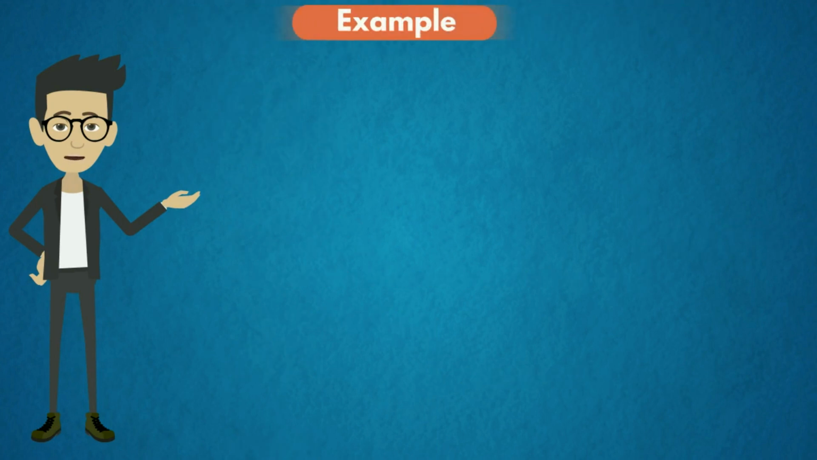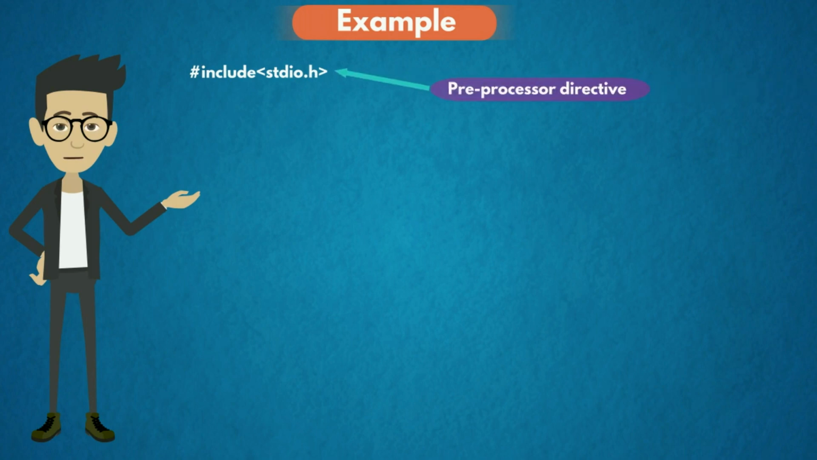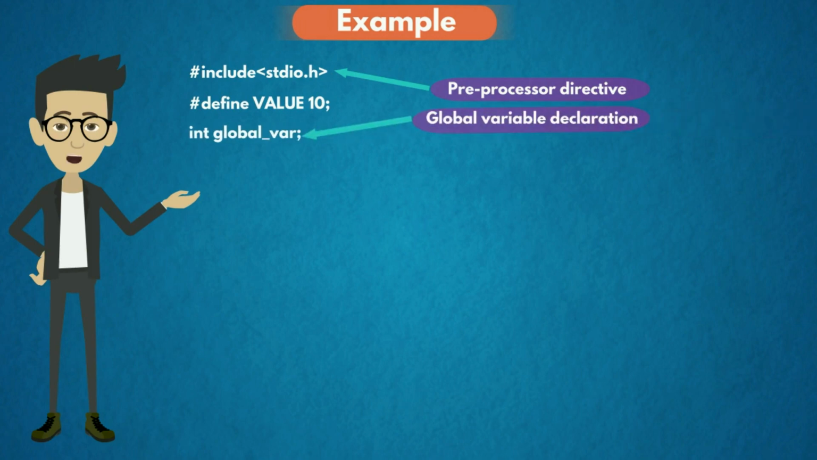Let us take an example for the structure of C programming. The first statement of C programming is hash include stdio.h, it is a preprocessor directive. And the second statement is hash define value 10. And the third statement, int global underscore var, it is a global variable declaration. In the fourth statement, we have void main method, it is a non-value returning method.